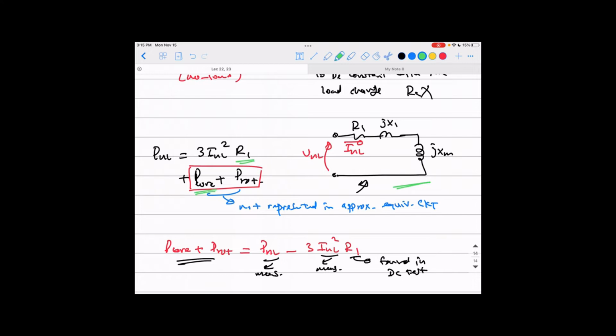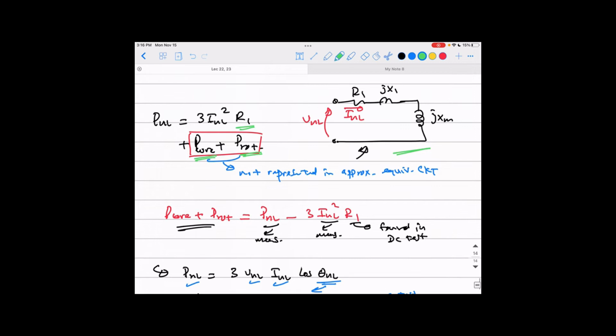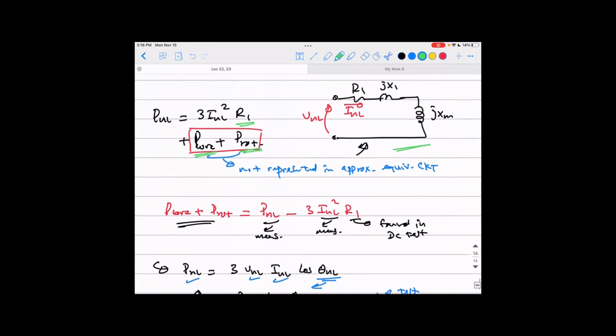Which are the core losses and the rotational losses. Okay, the core losses we are just assuming are constant here because that is our approximate equivalent circuit. So here we are combining rotational losses and core losses together. We don't need to separate them because there is no actual need for this, as we're just assuming both of them are constant losses. So they're combined together here.